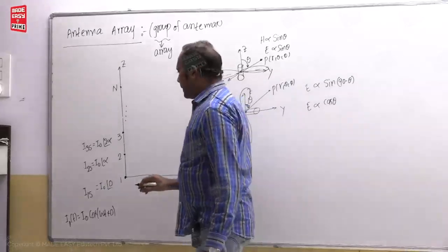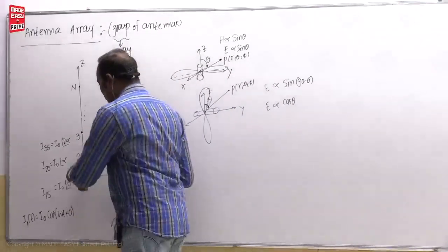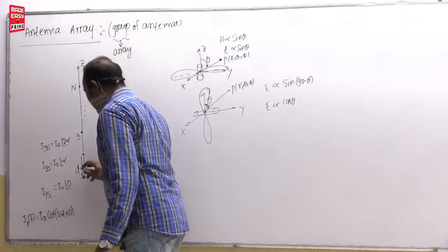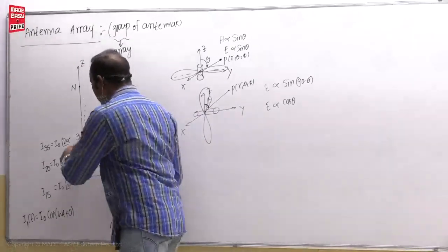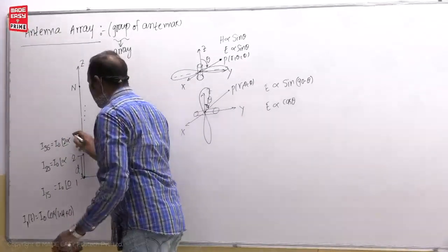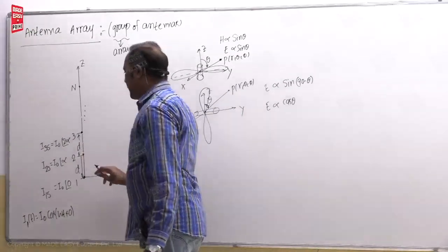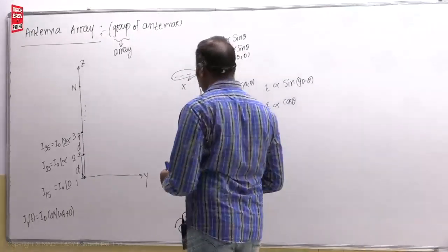Now the distance between antenna elements is actually d, dear students. I will write here: d is the distance between the antenna elements. Here first one, here second one, third one. So this distance is also d only, right? Here d is the distance between antenna elements. Total n elements are there.